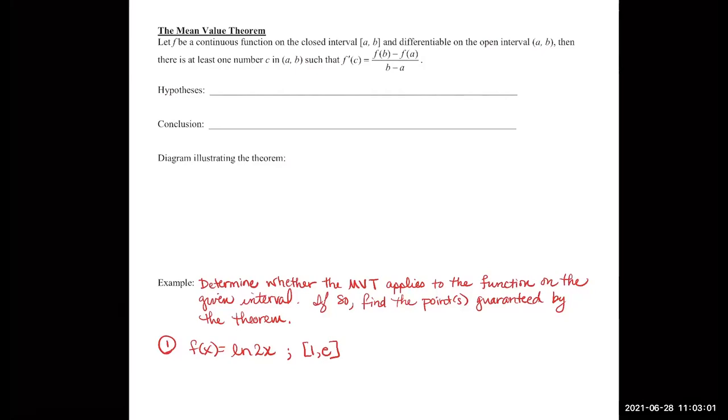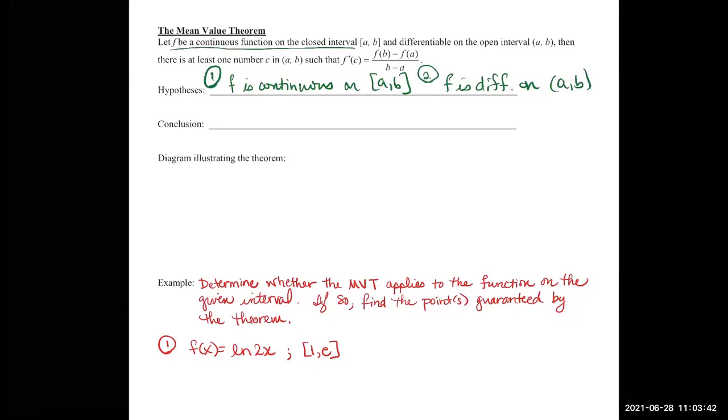So just like before, we are going to pick out the hypotheses of the mean value theorem. So what are the things that have to be true before we can use the theorem? Well, first of all, notice we have to have a continuous function on a closed interval, [a, b]. And our function has to be differentiable on the open interval from a to b. But notice there's no third condition.